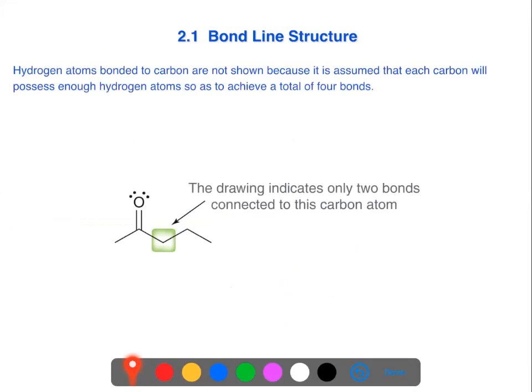Again, hydrogen atoms bound to carbon are not shown because it is assumed that each carbon atom will possess enough hydrogen atoms so as to achieve a total of 4 bonds. Now, technically, in a bond-line structure, we don't include these lone pairs on the oxygen. We would normally show this structure as simply the carbon-oxygen backbone without any lone pairs present.